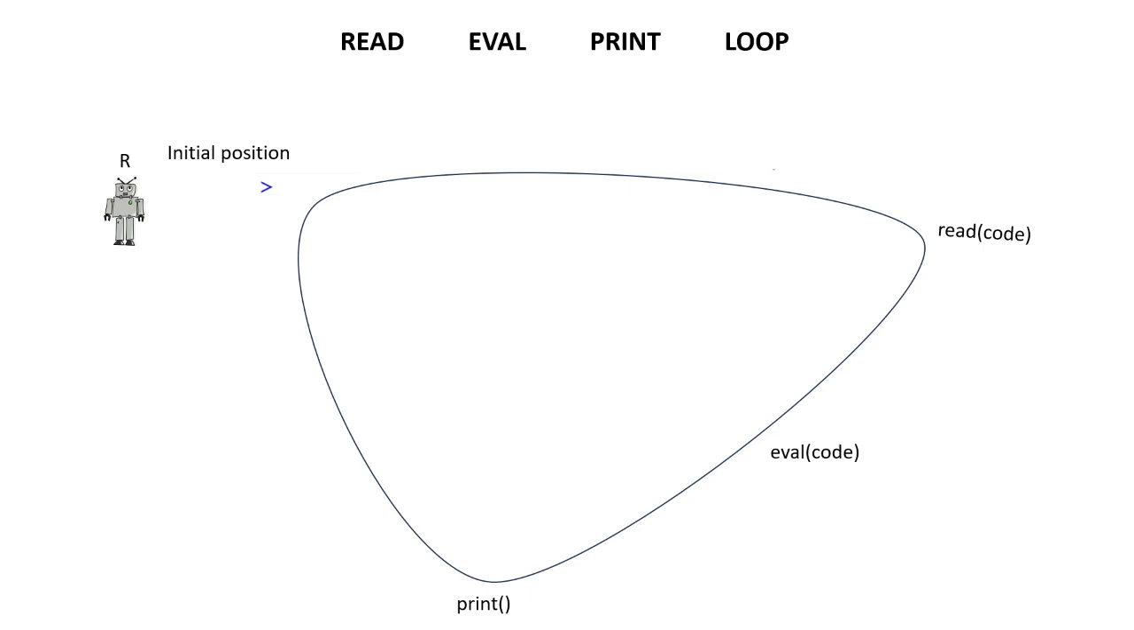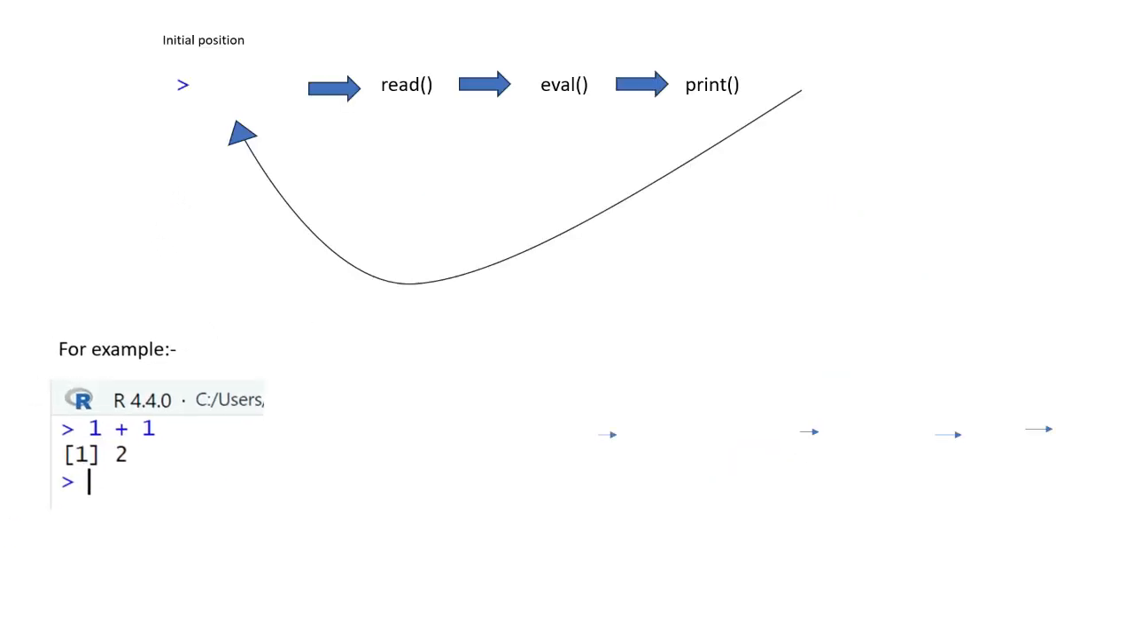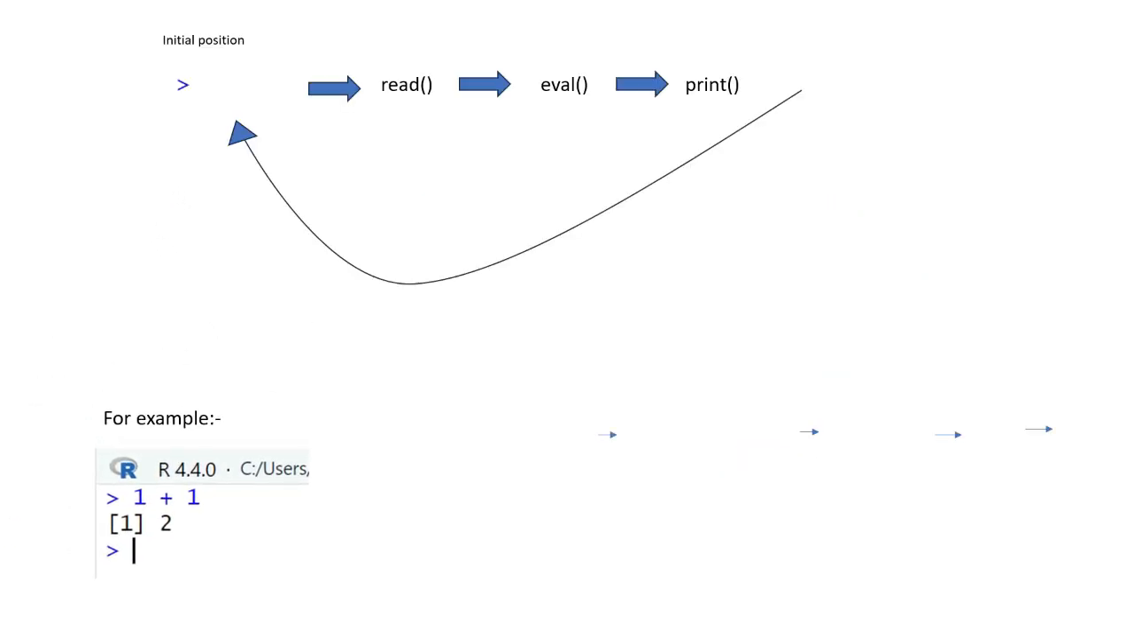So what it does is it reads your code, evals your code, prints, and again returns to its initial position. This is the example of RStudio. Whenever you open RStudio, in the console we write some R code and it gives the result.